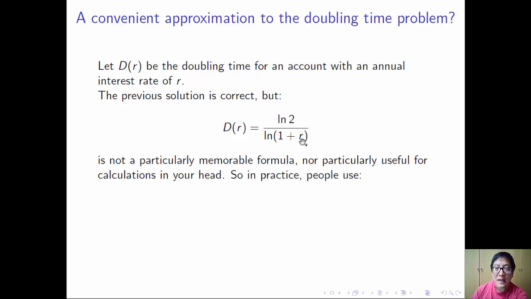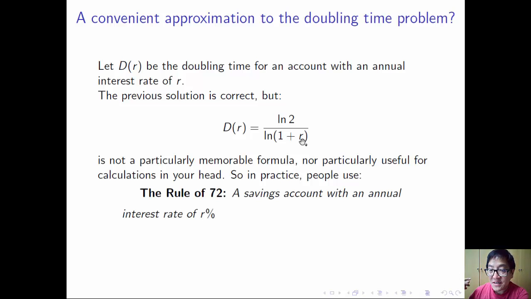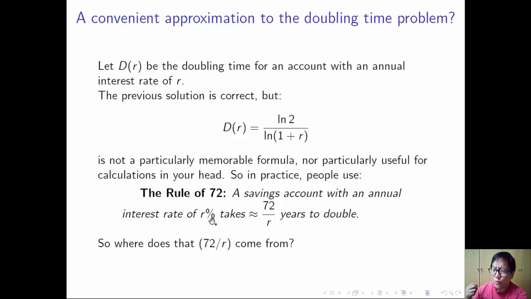And so in practice, what people use is what's called the rule of 72, which says that a savings account with an annual interest rate of r%, now remember, this r is not exactly the same r as we had over here. This is 100 times what we had over here because it's percents. That a savings account with an annual interest rate of r% takes approximately 72 divided by r years to double. So the question is, and here's our motivating problem, where does that 72 divided by r come from? It doesn't look a whole lot like the natural log of 2 over the natural log of 1 plus r, but still it seems to work, as we'll see by the end of this video.